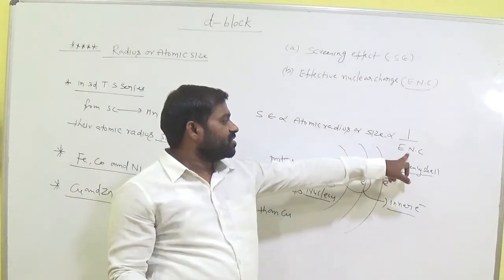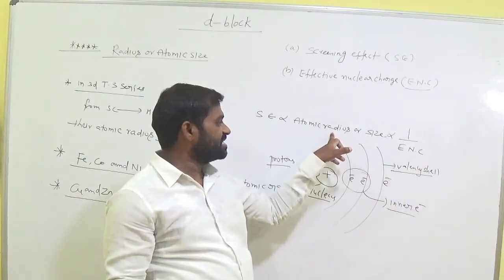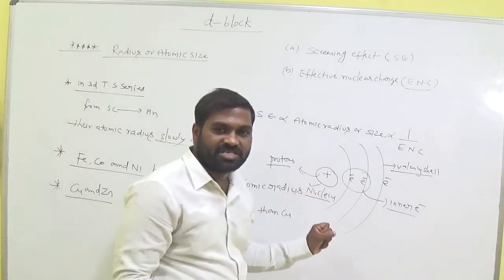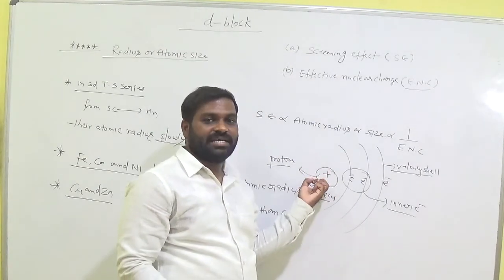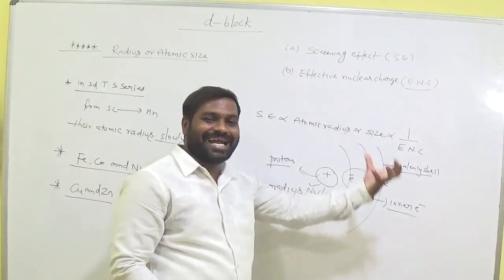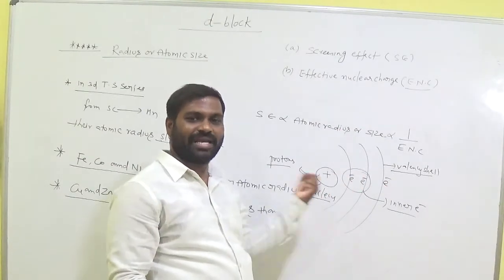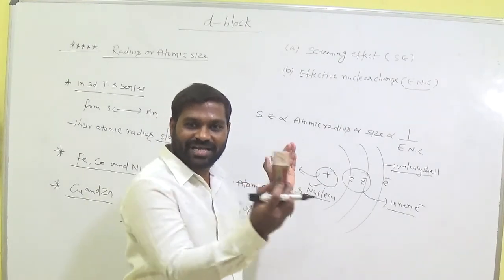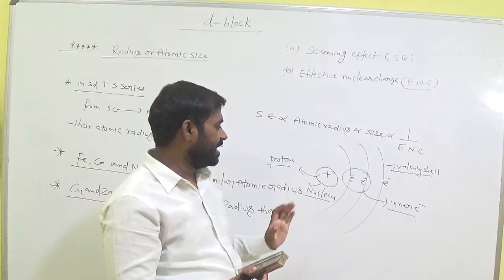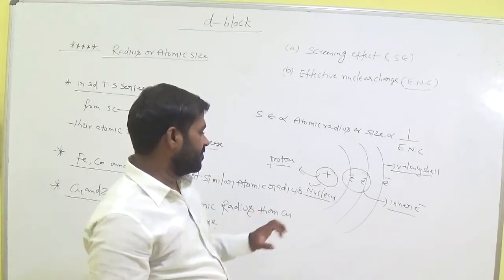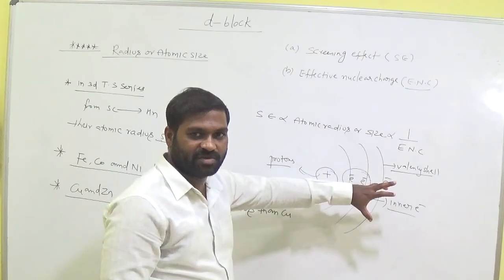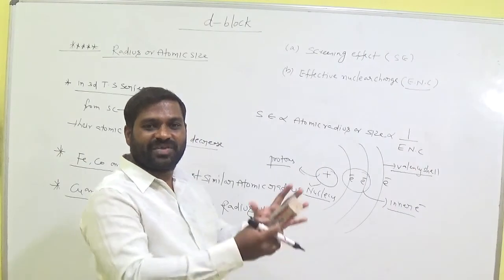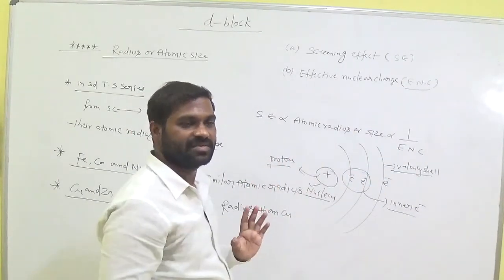So if effective nuclear charge is very less, then size is high, and screening effect is also high. Clear? Effective nuclear charge means how strongly the positive center can attract the valence electron. If it strongly attracts, it has a high effective nuclear charge, and automatically size decreases. Strong attraction with the outermost electron means size decreases. If effective nuclear charge is weak, what happens? It is weak attraction, then size increases. Keep it in mind.